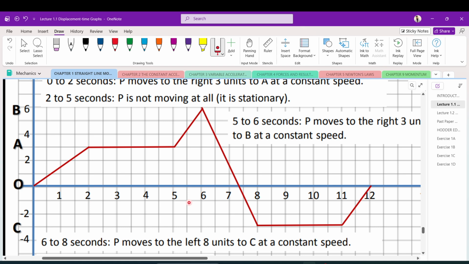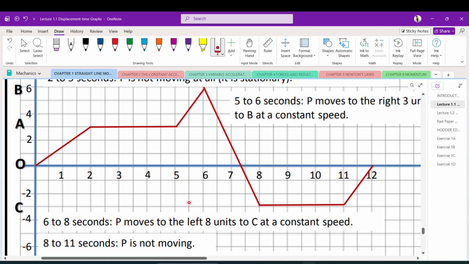From 6, if you go back 8 units, I think there's a mistake over here, it should be about minus 2. From 6 to 8 seconds, it needs to move 8 units at a constant speed.